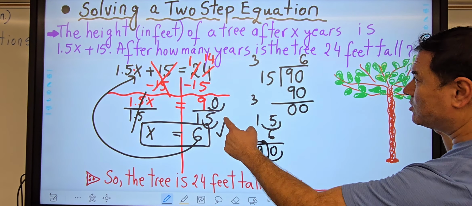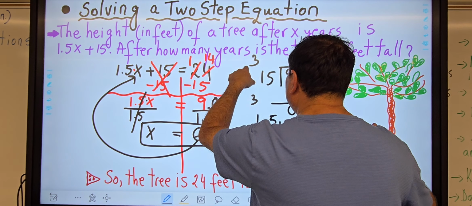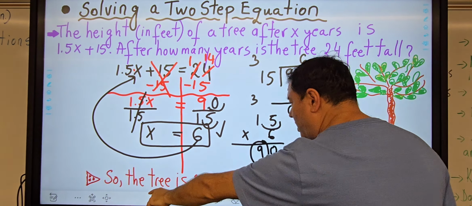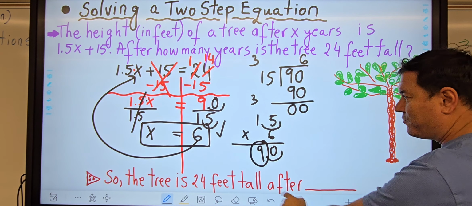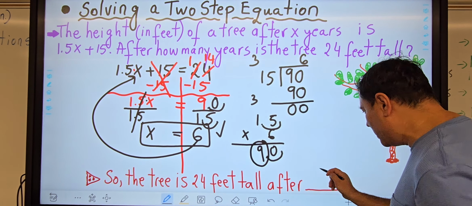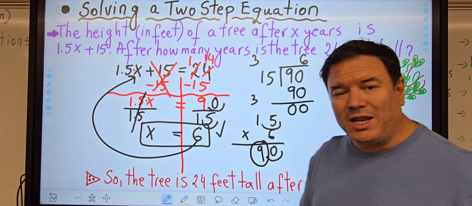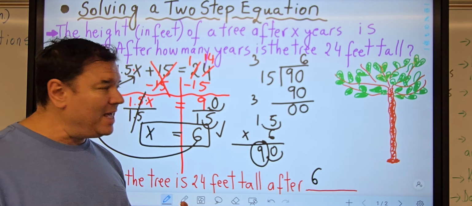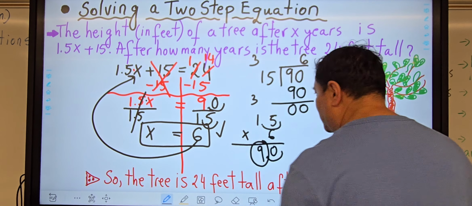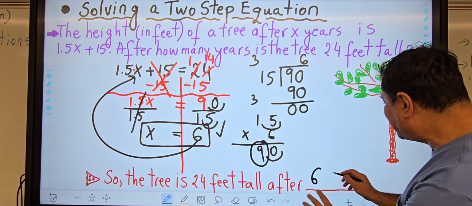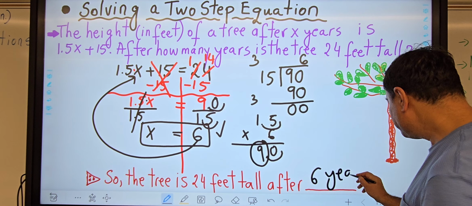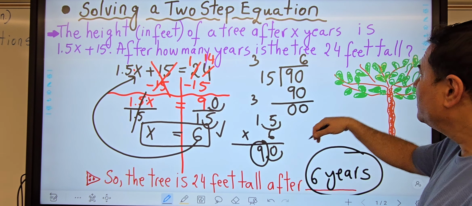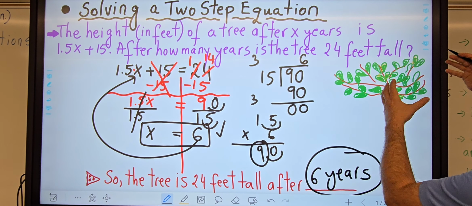And now let's answer the question: after how many years is the tree 24 feet tall? The tree is 24 feet tall after, of course, 6 years. To get full credit on a problem like that, you want to make sure you write in the answer 6 years, not just 6. So our answer is, after 6 years, the tree is 24 feet tall.